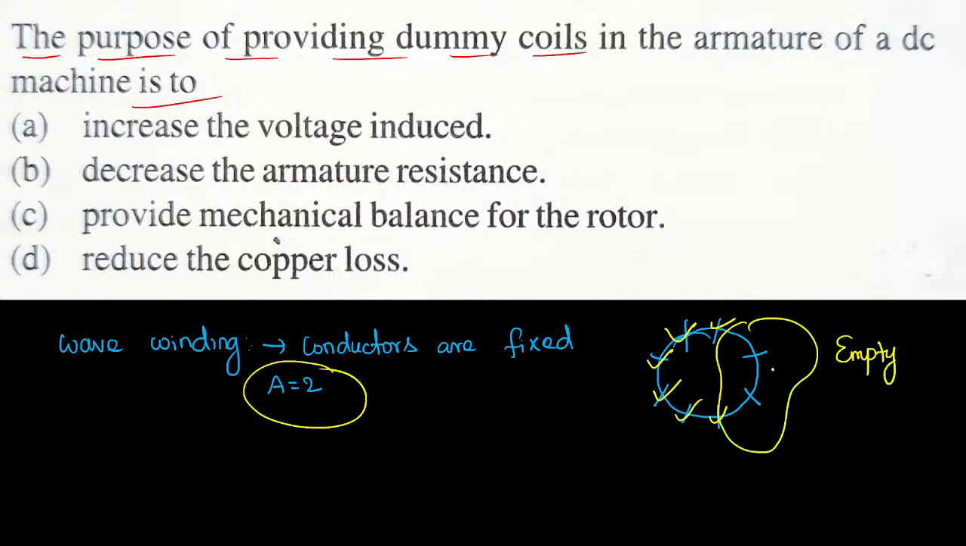அதை ஃபில் பண்றதுக்கான காயில் இருக்காது, because we are designing wave winding. Wave winding number of coils fixed. We can't do anything. Then what shall we do with this empty place?